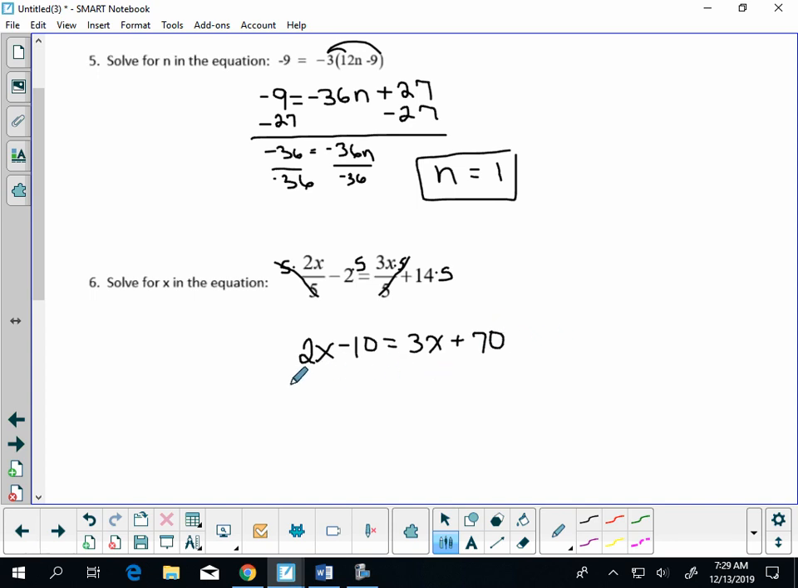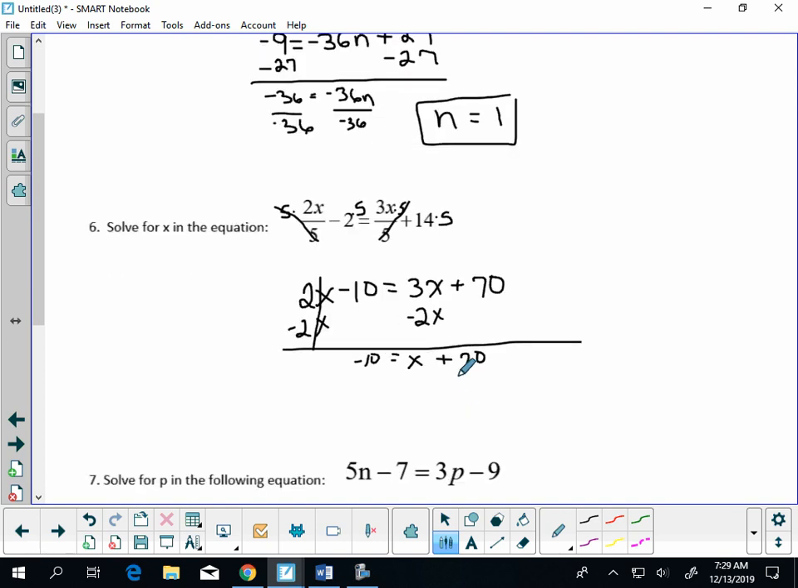And then subtract 2x. Those cancel. I get negative 10 equals x plus 70. Subtract 70. Negative 80 equals x. On a multiple choice test, if you ever get to the point where you're not sure what to do, you can always take your answers, plug them in, and see which one works.